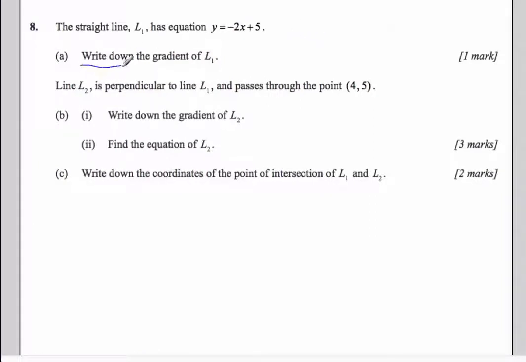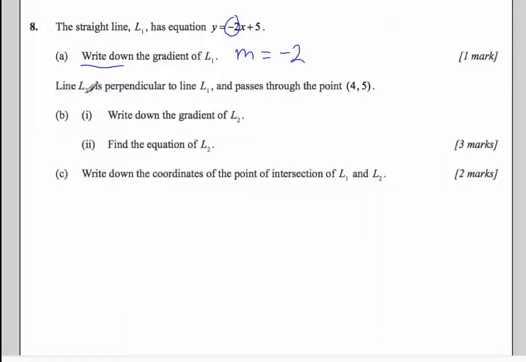It says write down, that means you don't have to show any work. Should be fairly easy. This is the gradient or the slope of L1. So the gradient in this case is the number in front of x. Remember, the other one's the y-intercept. Gradient of L1 is negative 2.